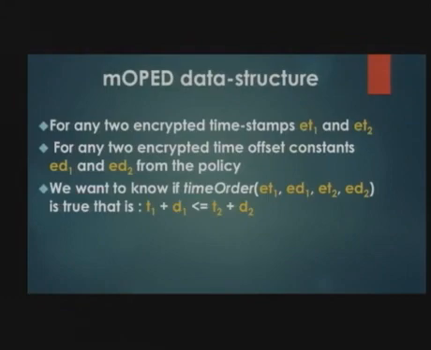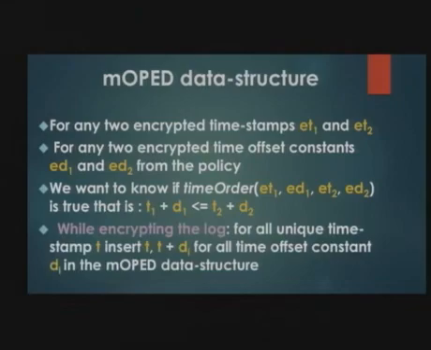Now, T1 and D1 are the plain text versions of ET1 and ED1. It's basically the plain text value. So what you want to do is check whether T1 plus D1 is less than or equal to T2 plus D2. What we basically do is take all the unique timestamps from the log and all the unique time offset constants. You add T and T plus Di in the data structure, for all unique times. Once that is done, we are ready to query.